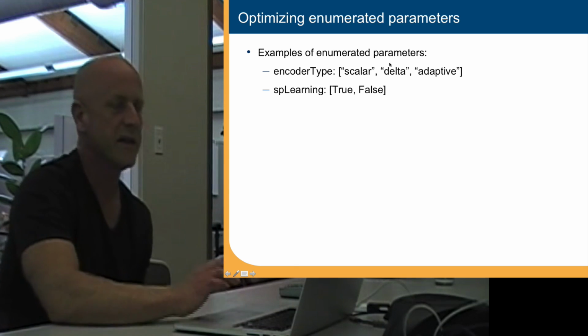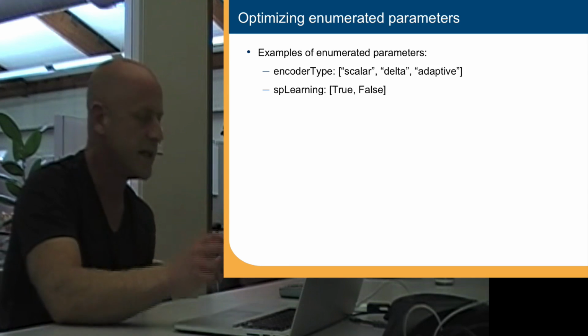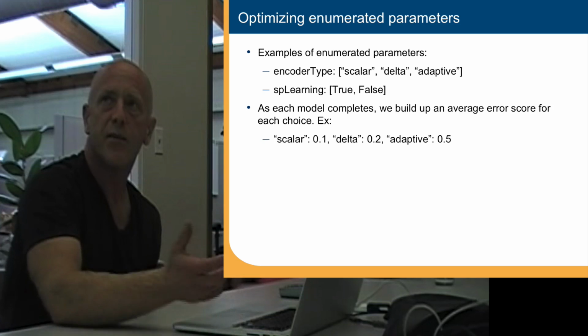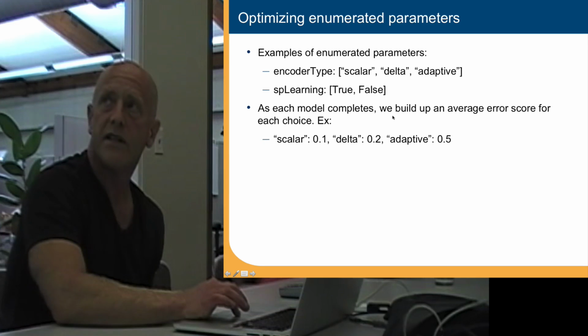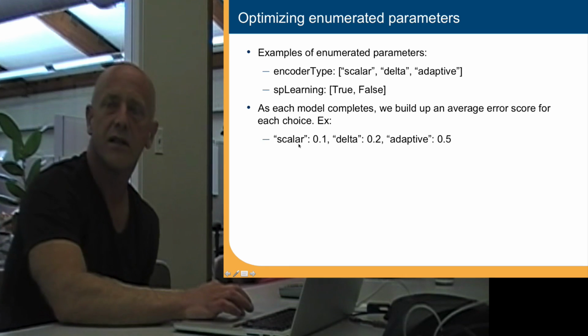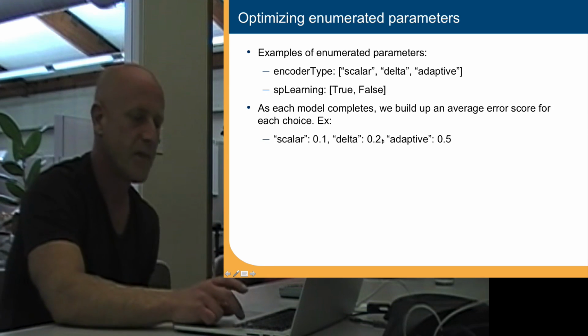For these type of parameters, PSO doesn't work well, because there's no linear movement through space. So for these type of parameters, we use some custom logic that builds up an average error score for each choice. So if we've run with a scalar encoder a few times, the average error score we got when we ran with scalar encoder was 0.1. When we ran with a delta encoder, the average error score was 0.2, etc.